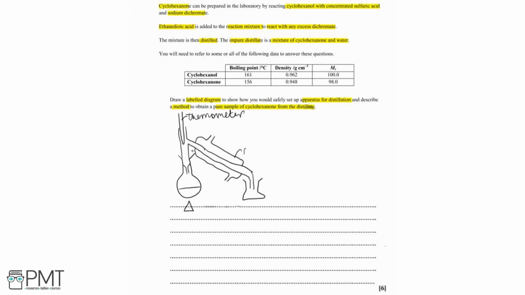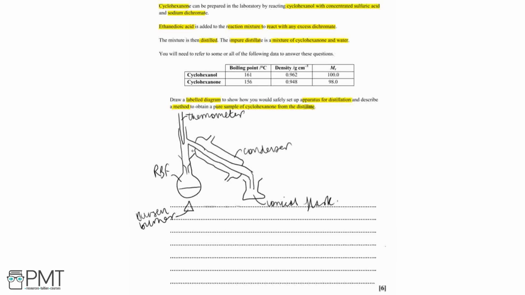We've got our condenser here. We've got a conical flask overall. We've got a round bottom flask, which I'm just labelling as RBF for short. And we've got our heat source. So for example, a Bunsen burner or a hot plate would also be appropriate here.